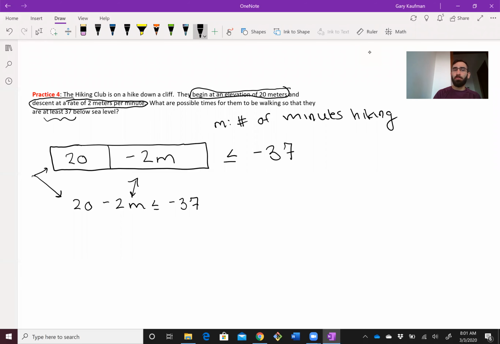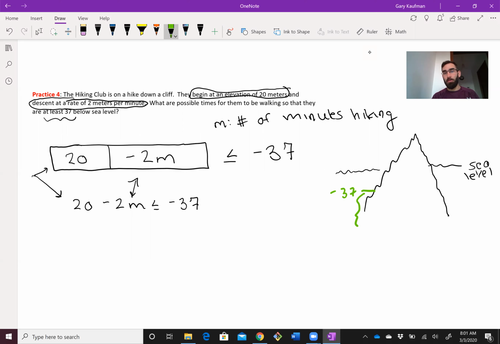Well, this is confusing. Usually we think at least, and we want greater than or equal, but draw a diagram. Here we go. Here's my mountain. Below that this is sea level. So right here is negative 37. I want to be down here. Being at least a negative number actually makes us do the opposite inequality. So it's less than or equal to negative 37.